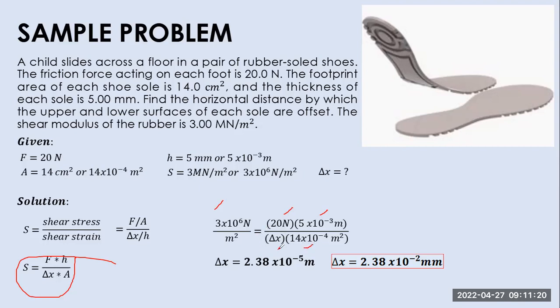So we only have one unknown left. Input it in the calculator, shift solve, and then we get our delta x, or change in thickness, which is 2.38 times 10 to the negative 5 meters, or in millimeters, 2.38 times 10 to the negative 2 mm. So this is the answer to our problem.